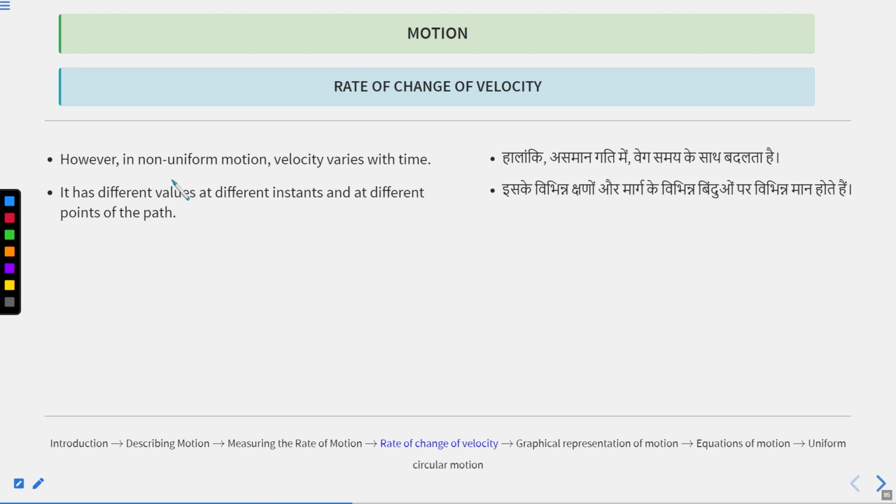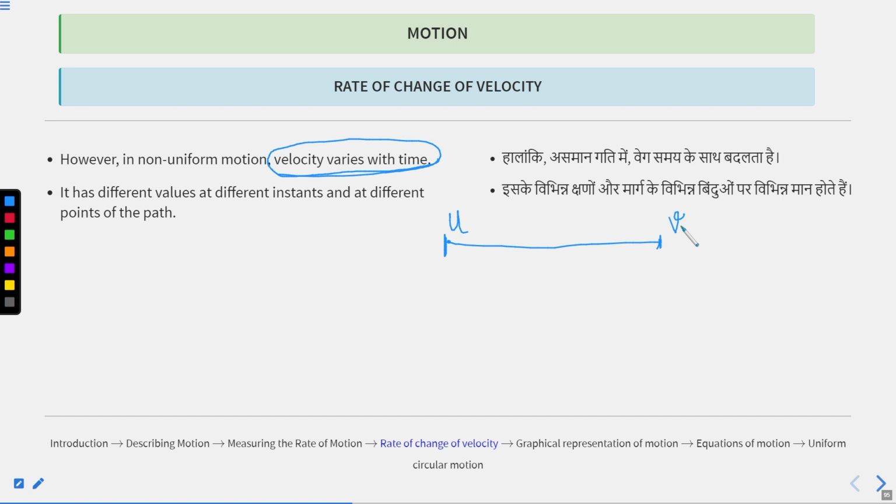However, in non-uniform motion, velocity varies with time. For non-uniform motion, the initial velocity could be anything and the final velocity could be any other value, because direction as well as speed both can change. So velocity varies with time. As the time changes, velocity may also change for non-uniform motion.